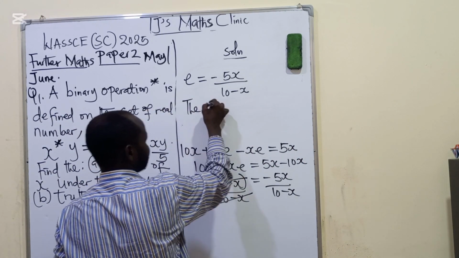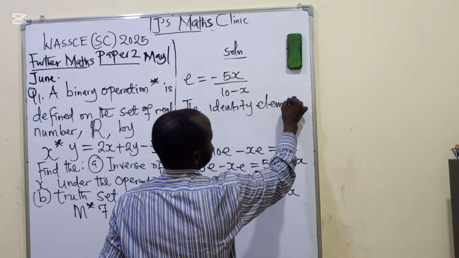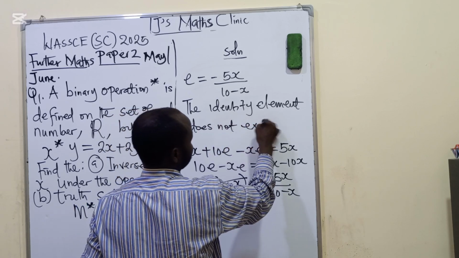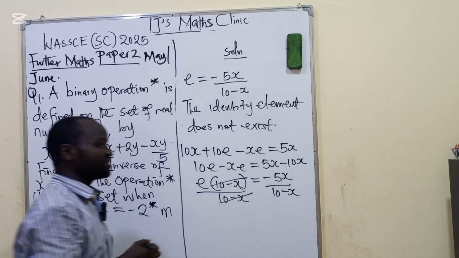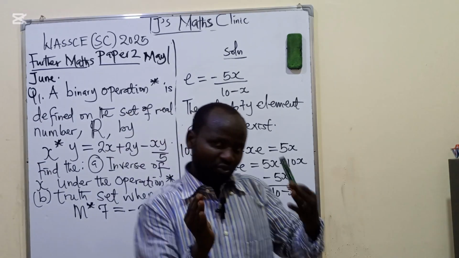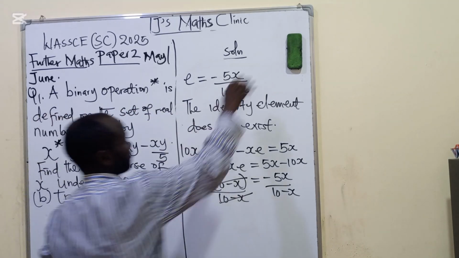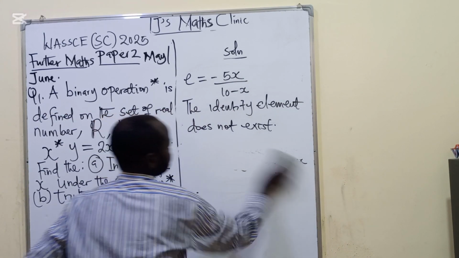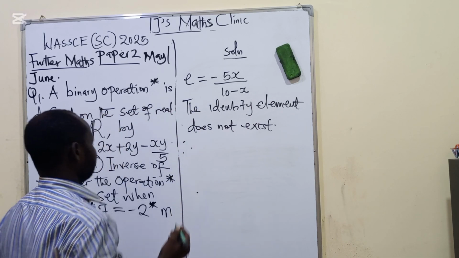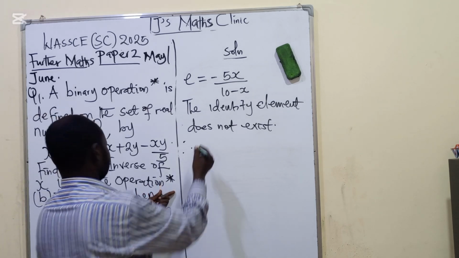Let me conclude now. The identity element does not exist. And if the identity element does not exist, it means the inverse does not exist. Why? Because for us to get the inverse, we must first of all find the identity element. So, the question says find the inverse. We conclude by saying that, therefore, the inverse of x under this operation does not exist.